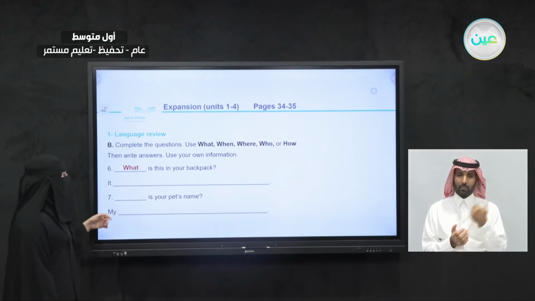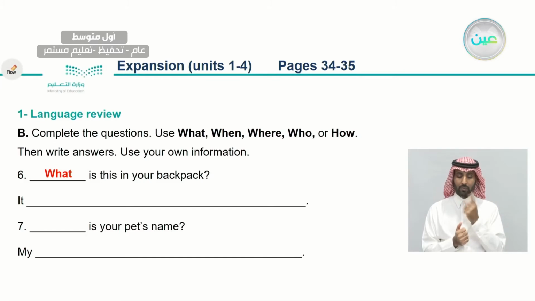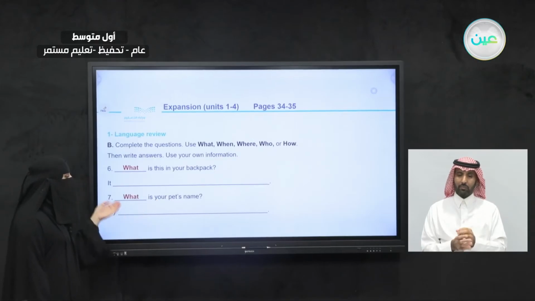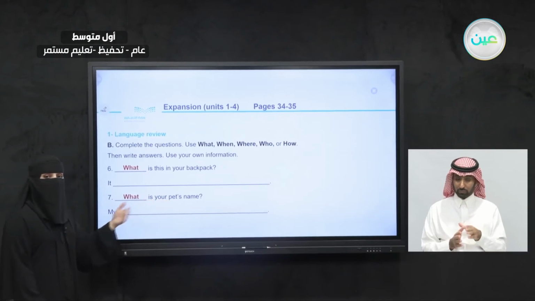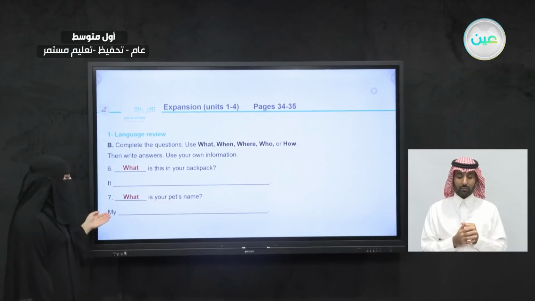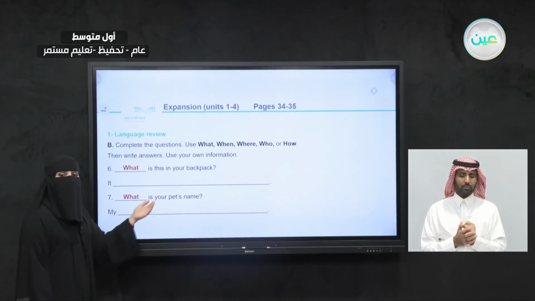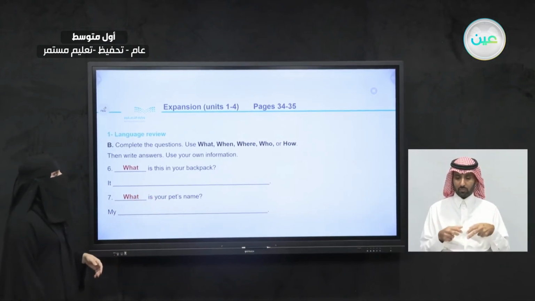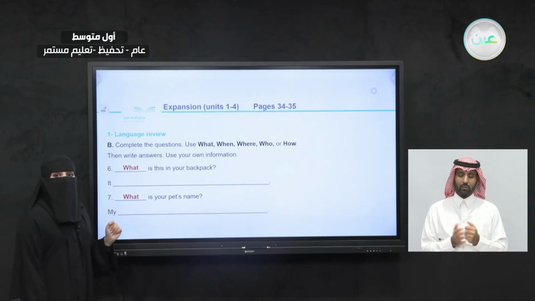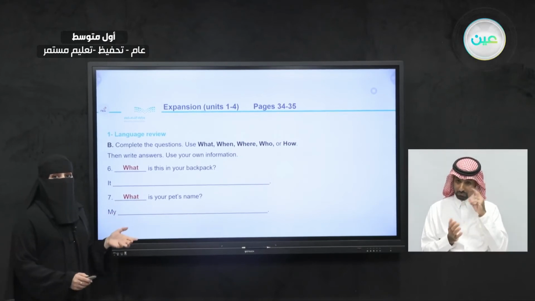Number 7, space is your pet's name. I'm asking about your pet's name. What is your pet's name? And the answer will be, my pet's name is, and you will be writing your partner's pet's name, okay? Take a moment, double check your answers, make sure you have all the information.